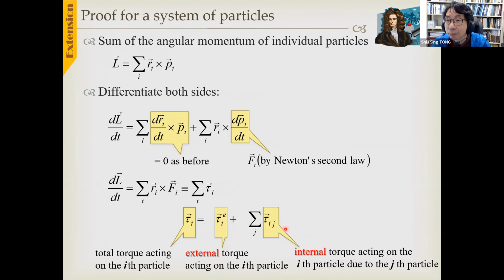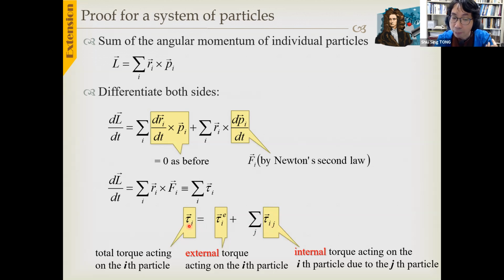Now the second term contains a summation, which is a little bit more complicated. I call it tau ij. Tau ij is an internal torque due to the interaction of two particles. The particle pair i and j interact with each other. So particle j produces a torque on particle i, and that is denoted by tau ij. The first index is the particle that is being acted on, that is particle i. The second index is the particle that produces the torque. So tau ij is the torque on particle i due to particle j.